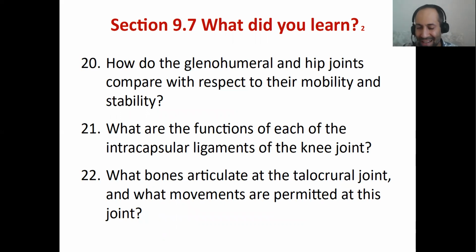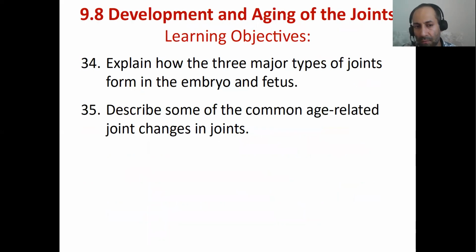What bones articulate at the talocrural joint at your ankle? The tibia and the fibula. What movements are permitted at this joint? Inversion, eversion, plantar flexion, dorsiflexion of the foot. 4 different movements.